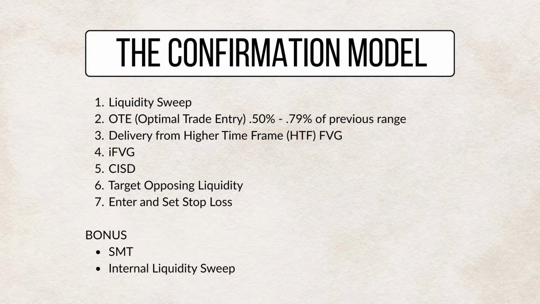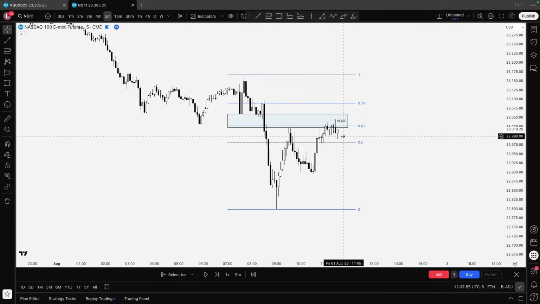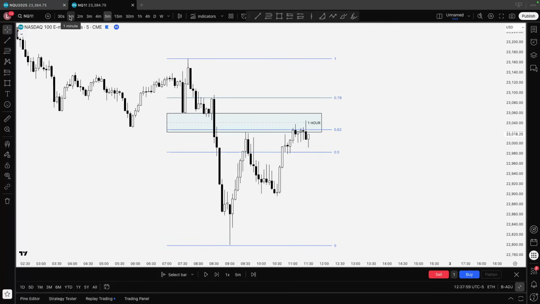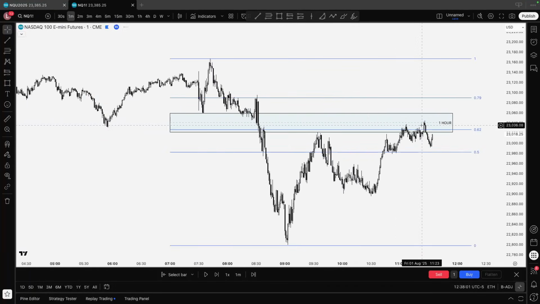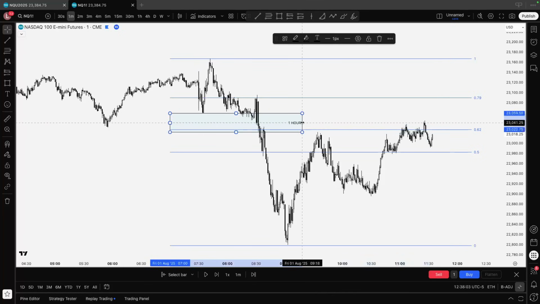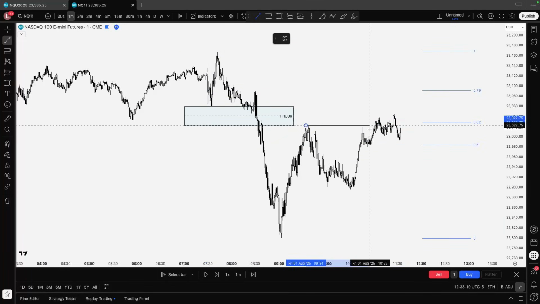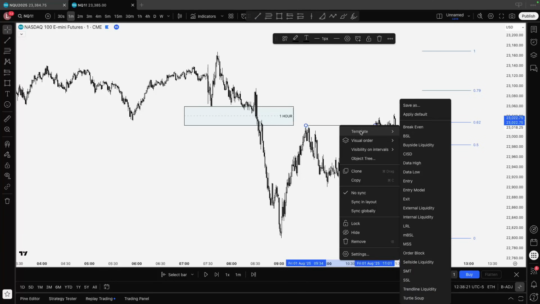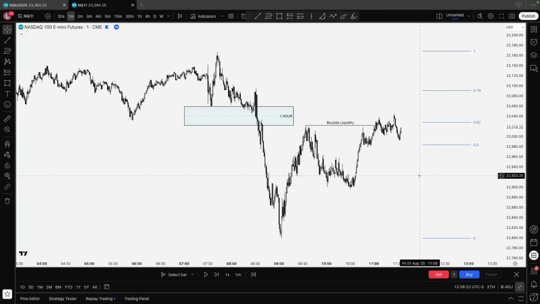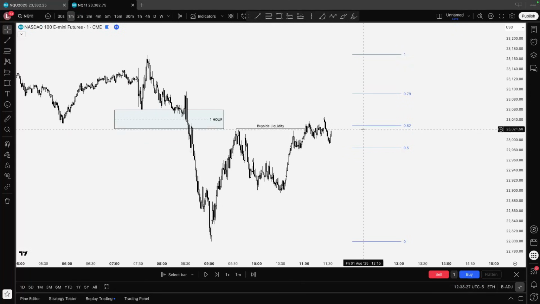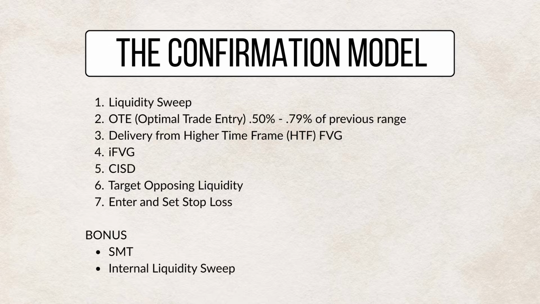So let's look at our checklist. Liquidity sweep. We're going to jump down to the 1 minute now. We're going to move this over here just so it's not in the way. We've had a liquidity sweep. Let's mark that as buy-side liquidity. What's next? OTE. We are in, as we discussed, OTE, this range right here of the previous dealing range.